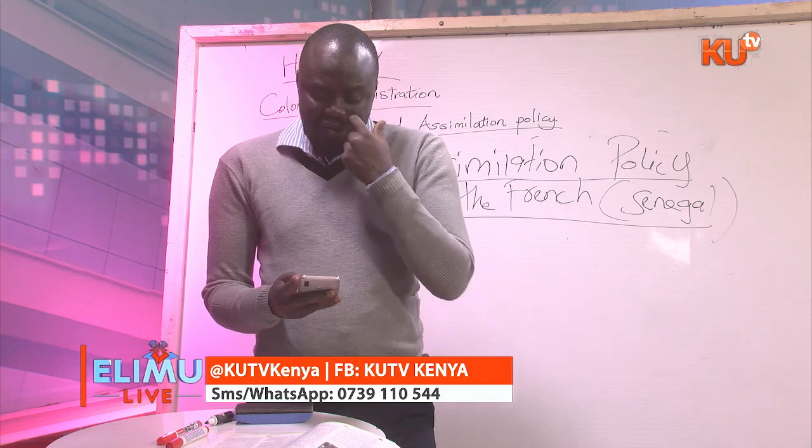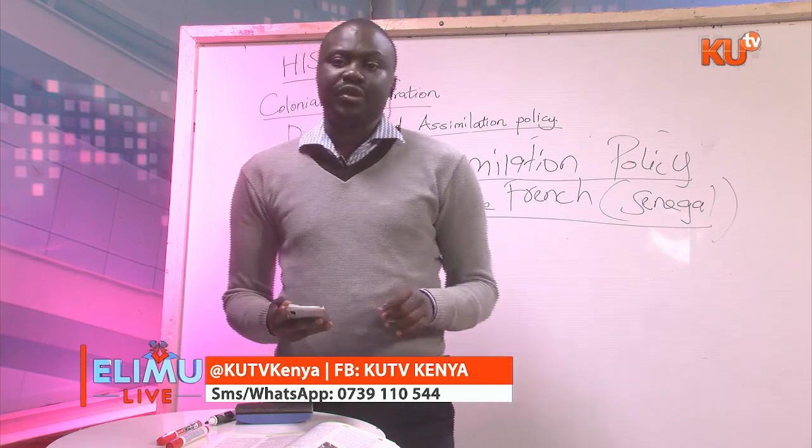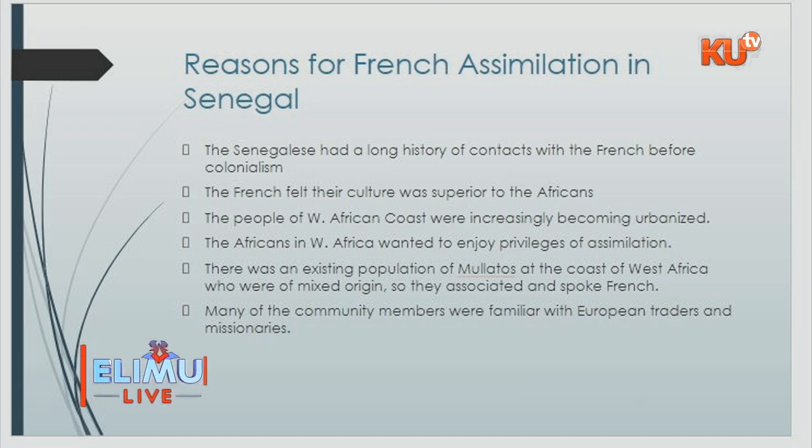Then there was an existing population of mulattoes at the coast of West Africa who were of mixed origin. Who is a mulatto? If you go to Brazil, mulattoes predominantly stay there. Why? Because of the mixed culture, mixed racial intermarriage. They are the products of mixed interracial marriage. So the children of both whites and blacks, somebody like Leroy Sané of Bayern Munich, he is a mulatto. These mulattoes were already existing on the coast of West Africa, even before the French arrived there. They really associated themselves with and considered themselves French.